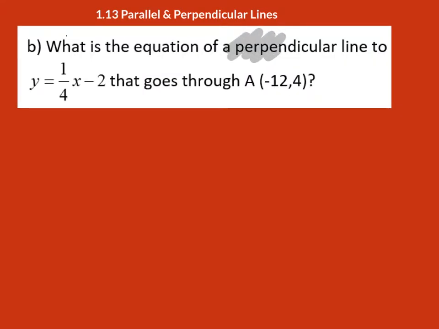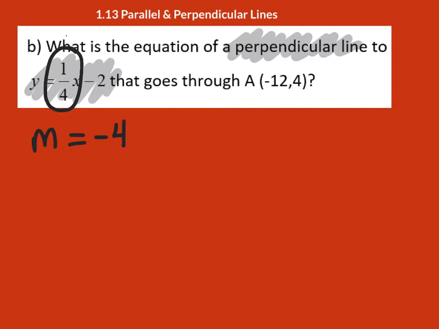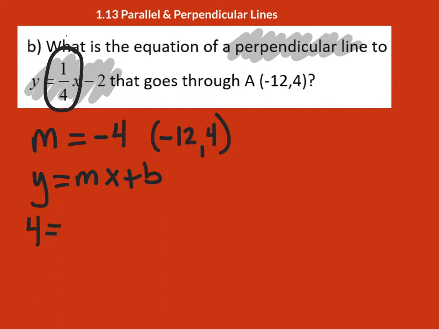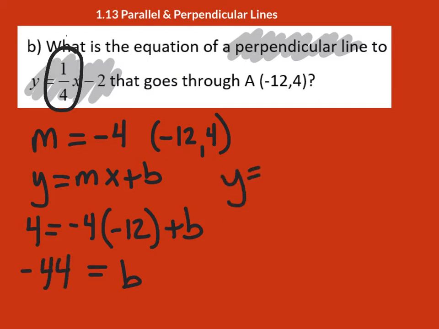In this case, we're being asked about a perpendicular line to this one right here. Again, this is a clue about slope. Our slope then will become a -4 slope because that's the negative reciprocal of 1/4. And we're going to go through the point -12 and 4. So we can now solve for the only thing we don't know to get an equation in slope-intercept form, which is b. Let's put in the 4 in the position for y. Our slope is -4. Our x is -12. And when we move things over to the other side, we get a total of -44. So our equation would be y equals -4x minus 44.